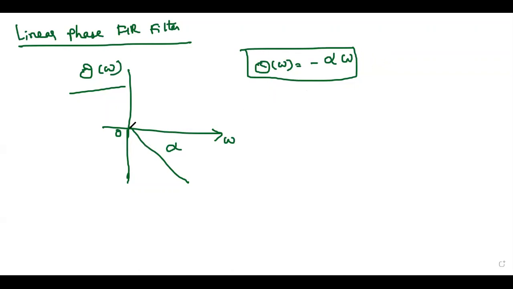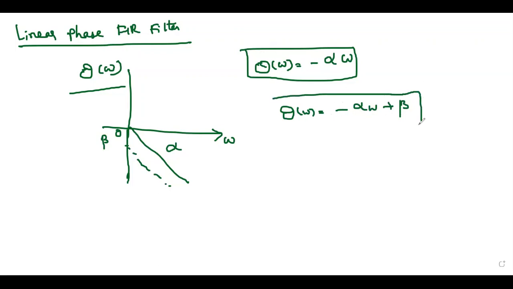Of course, sometimes this may not start exactly at zero. Sometimes it may start with a drift. In that case, theta of omega can be written like this. This is also linear, but there is a drift here. If that drift is some constant amount beta, then theta of omega is minus alpha omega plus beta. So this is also a linear relation. We will see the characteristics of the linear phase filter, first in this case and second in this case.